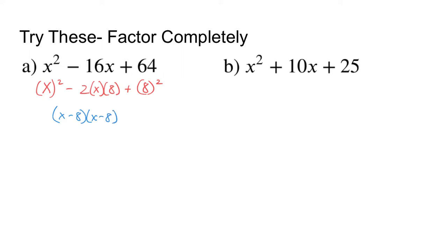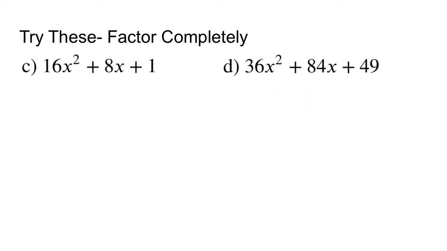Let's look at B. Again, I can see that shortcut. I see x squared. I see the 2 times x times 5 plus 5 squared. And I can see it, and that would give me x plus 5 times x plus 5. All right, with letter C, you should see the 4x, that squared. Again, we just make sure we see that format. And remember, 1 is a perfect square because 1 squared still gives me 1. So my final answer for this problem would be 4x plus 1 times 4x plus 1.